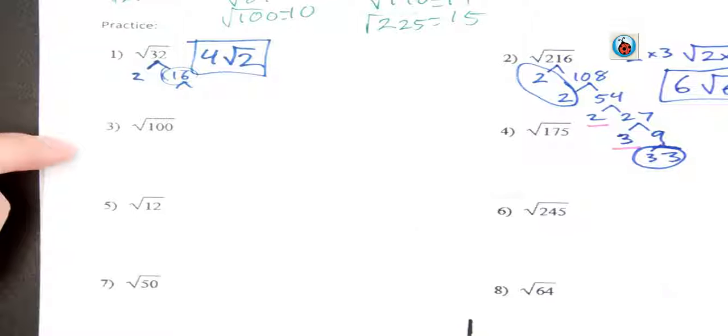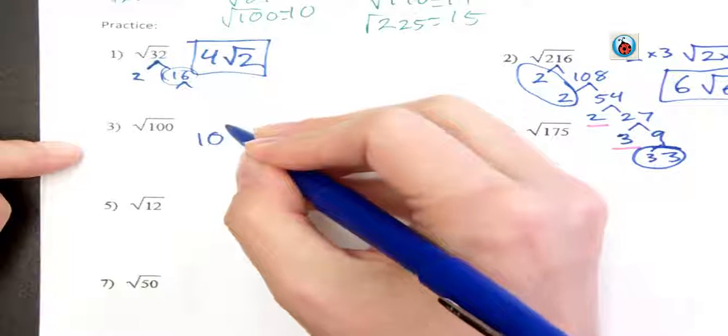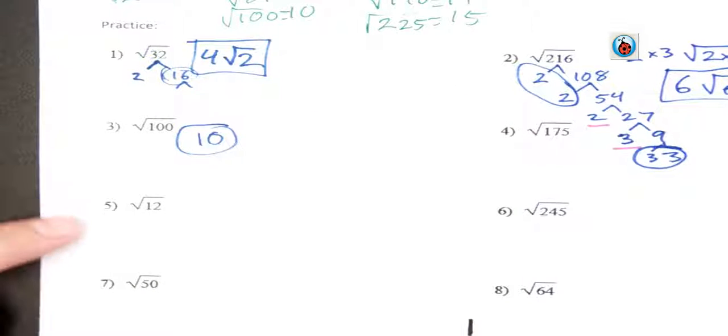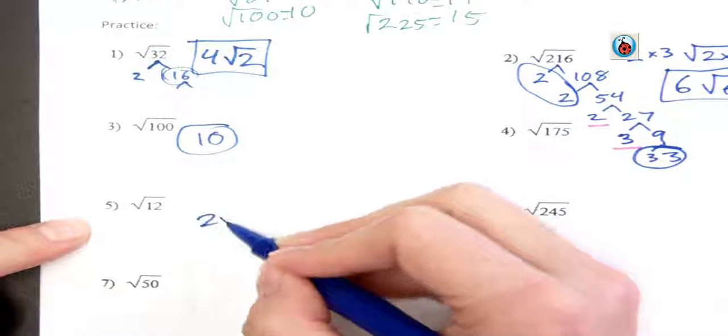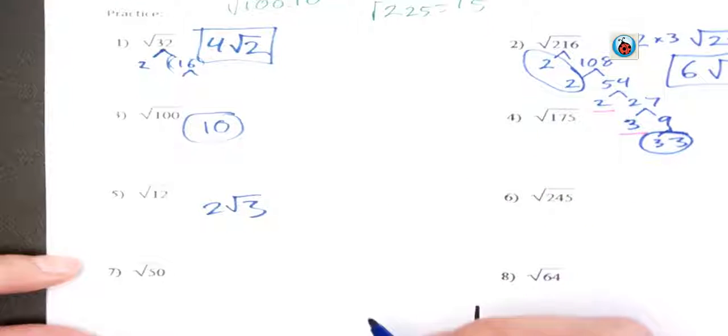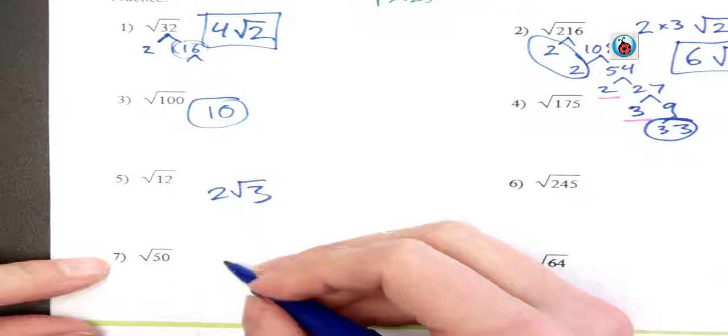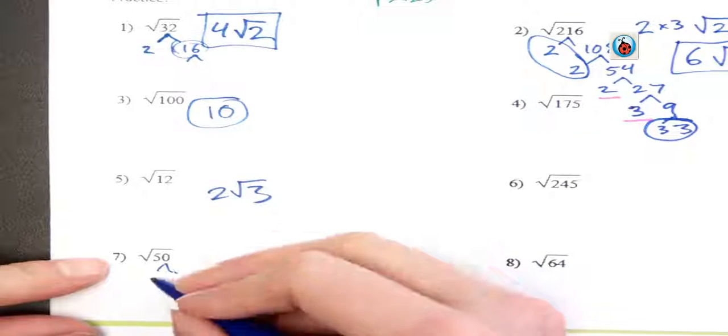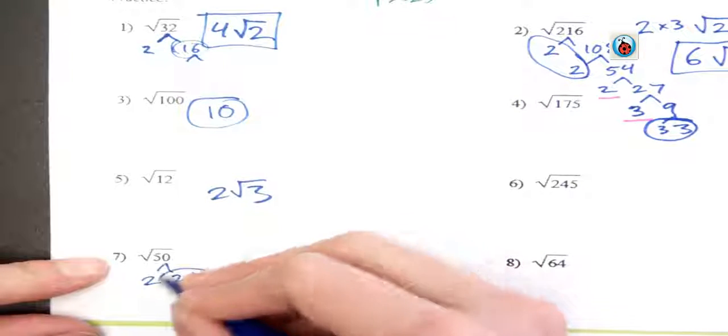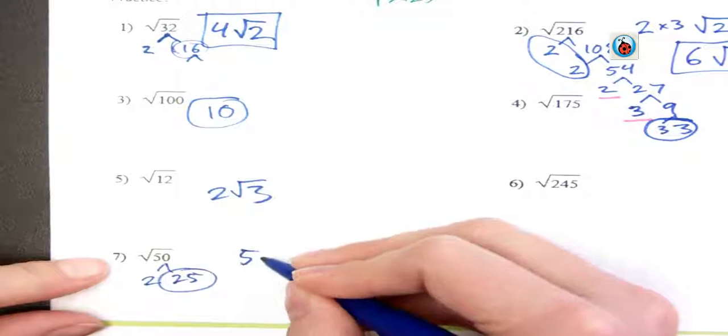Alright, square root of 100, one of our perfect squares. It's just 10. Square root of 12, that was our example. That's 2 root 3. Square root of 50, we divide it out. 2 and 25, that's one of those perfect squares. So it becomes 5 root 2.